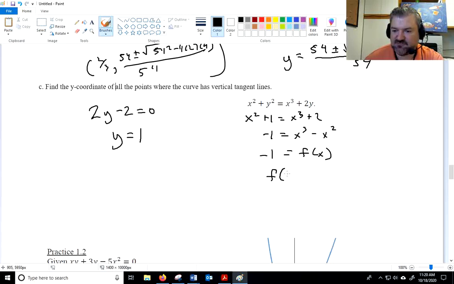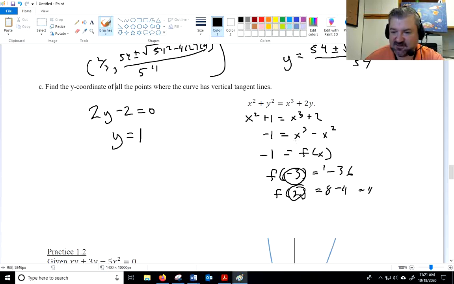Well, let's evaluate f of negative 3. If we let f be x cubed minus x squared, that's negative 27 minus 9. That's negative 36, right? And let's do f of 2. Well, f of 2 is 8 minus 4, which is 4. So you can see that we have two x values, one at negative 3 and one at 2, that result in outputs that surround negative 1.